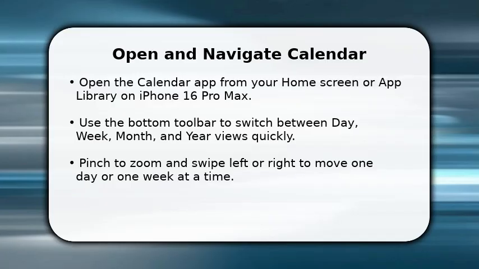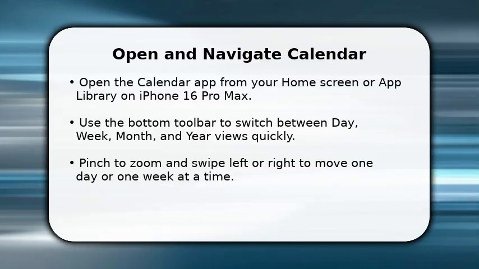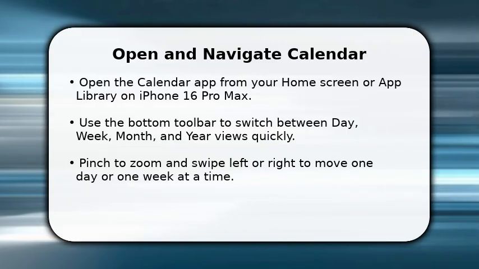Enjoy the video. Open the Calendar app from your home screen or app library on iPhone 16 Pro Max. The app opens to the current date and shows events for today. Use the bottom toolbar to switch between day, week, month, and year views quickly. Pinch to zoom and swipe left or right to move one day or 1 week at a time.